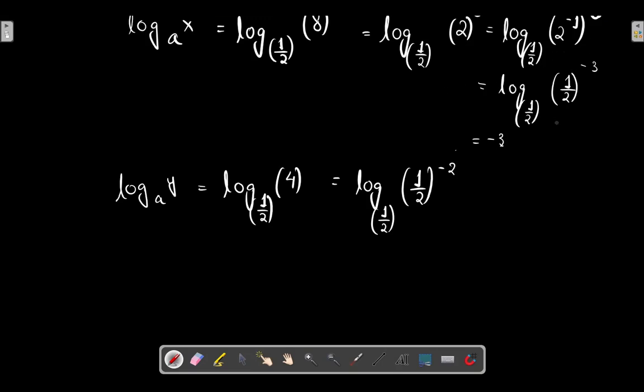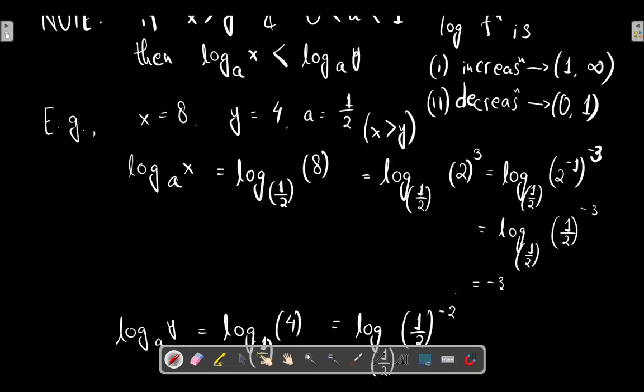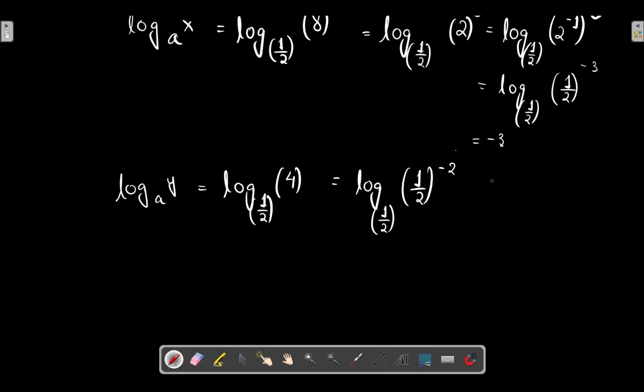Okay, I can write 4 as 2 squared, then separate it as 2 raised to the power minus 1, raised to the power minus 2. So 2 raised to the power minus 1 becomes half, and this power is minus 2. Now again applying the property of logarithm, log of x to the power n, this n will come to the front of the logarithm, and this will become minus 2. So clearly minus 3 is less than minus 2.